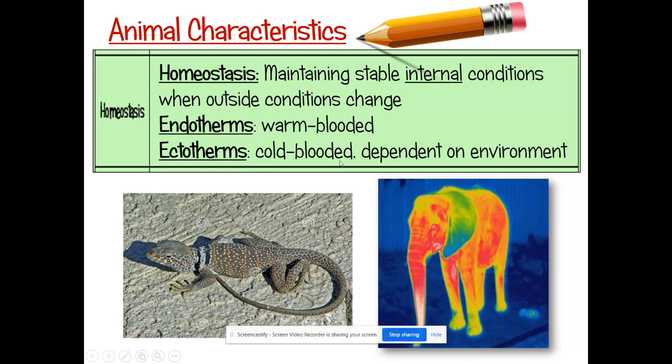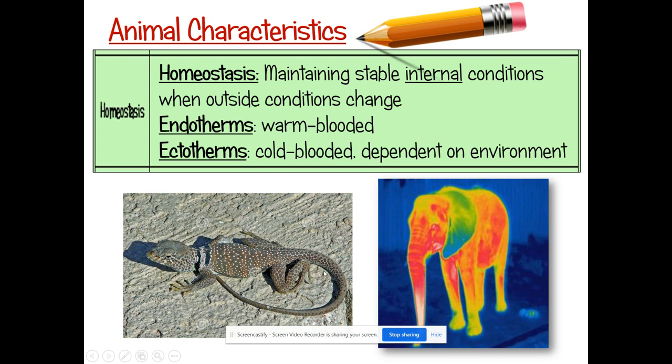Ectotherms, they're cold-blooded, meaning their body temperatures depend on their surroundings. So their body temperatures can fluctuate a lot more than endotherms can, but they still need to keep it within a certain range. So they're going to do certain things to help them, like bask in the sun if they're cold. If they're too hot, they need to move out of the sun or go down underground. And if they can't do that, if they can't get out of the sun, then they might not survive.